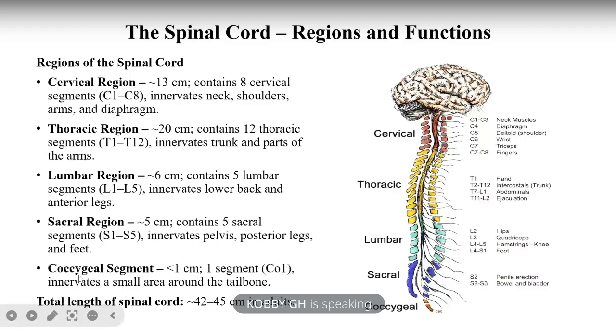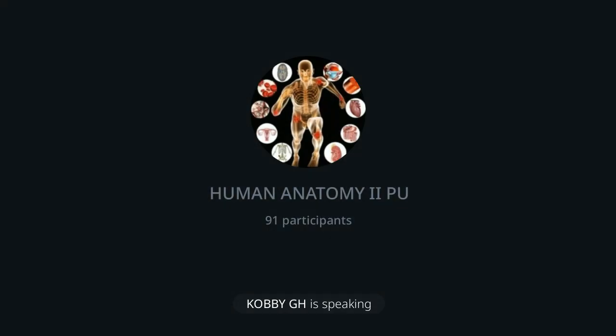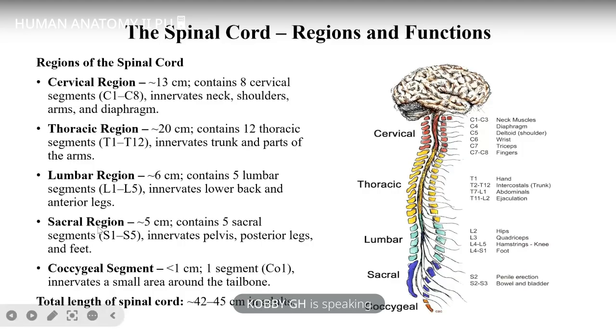So the cervical region is 13 centimeters, the thoracic region is 20 centimeters, the lumbar region is 6 centimeters, the sacral region is 5 centimeters. Is that okay? So pay attention. Make sure you get everything here: the regions of the spinal cord.